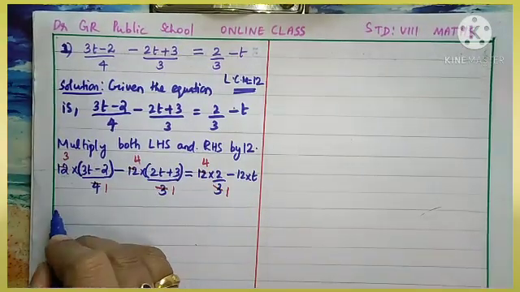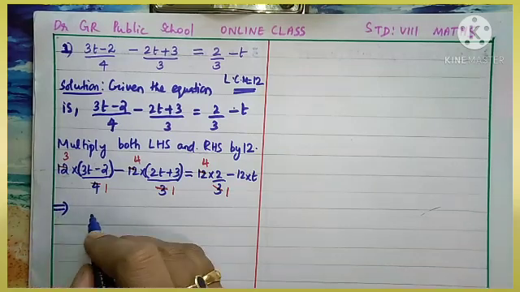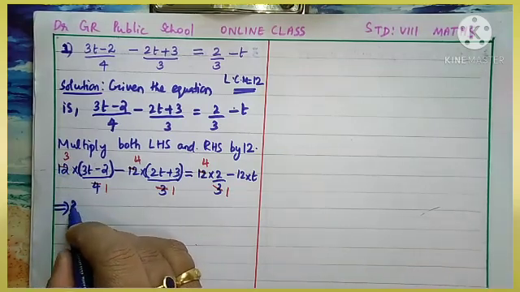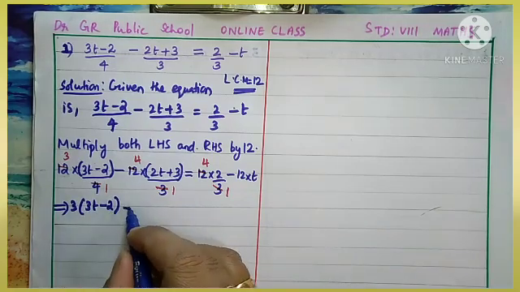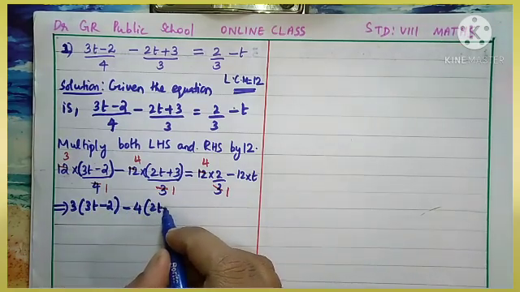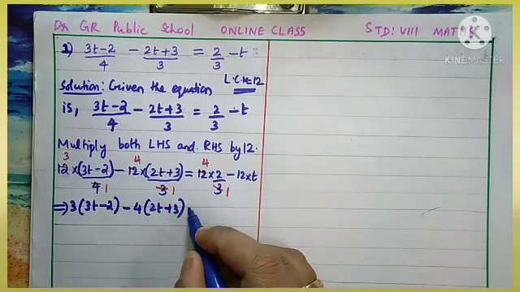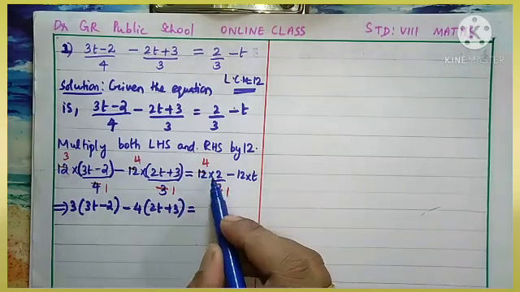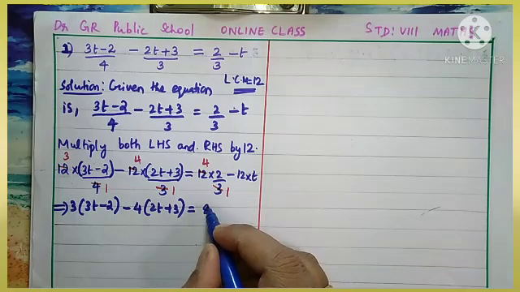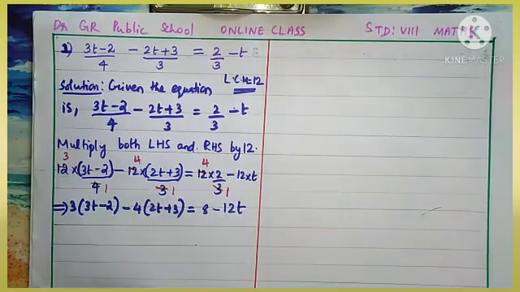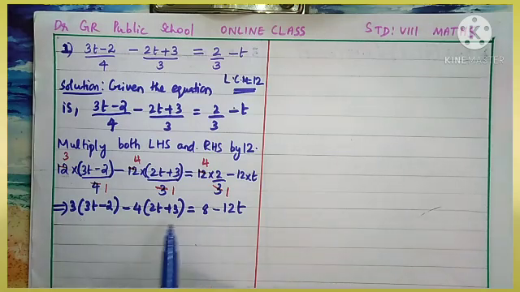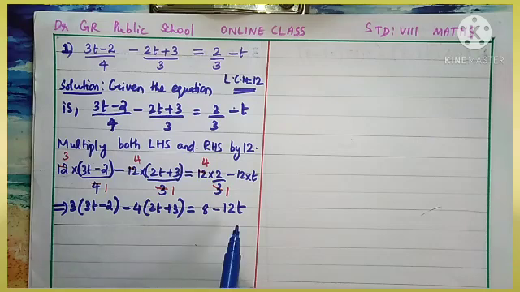So what is the next step? Write the remaining terms. Okay, what is left here? 3 into bracket 3t minus 2 minus 4 into 2t plus 3 equal to, here 4 into 2 is there. Okay, so 8 minus 12 into t is 12t. Now you know this is our usual method. This type of linear equation we studied already.